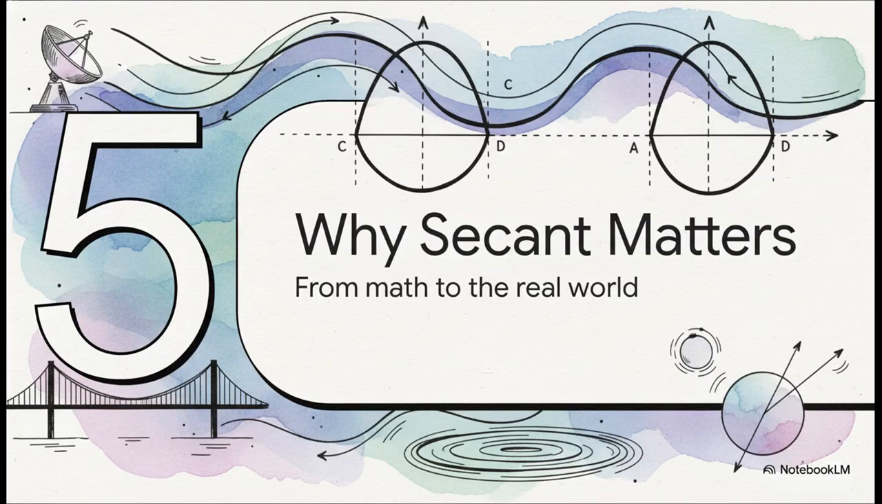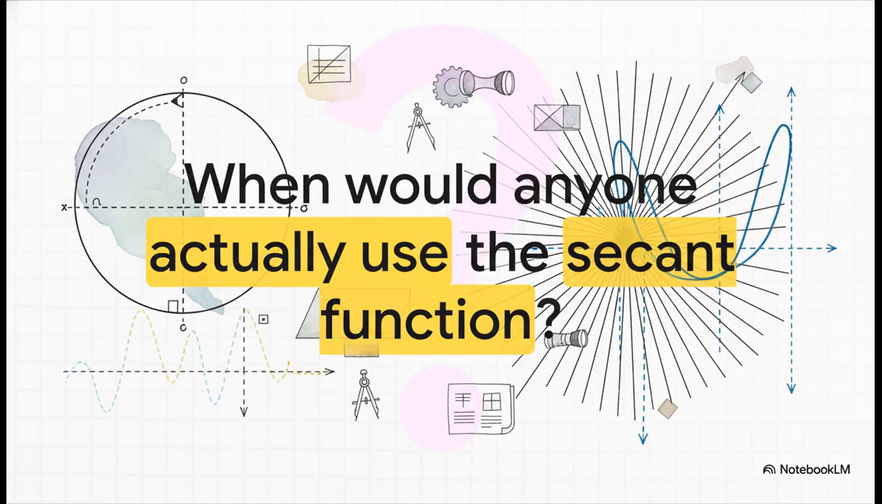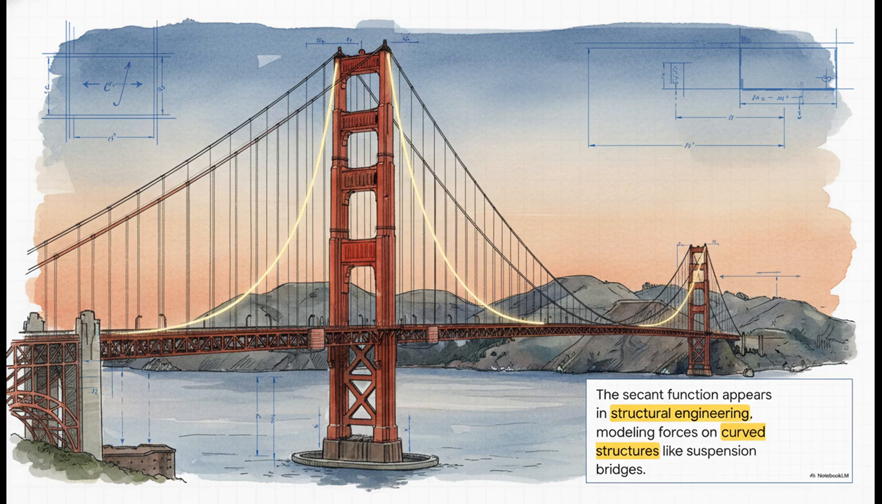So why should we even care about this? It's easy to think of these as just abstract drawings in a math book, right? But the secant function actually shows up in some pretty incredible real-world situations. And that's a totally fair question. When does this actually get used in the real world? Well, one really big one is structural engineering. When you're designing massive structures like suspension bridges, the math that models the forces involved has to be absolutely perfect.